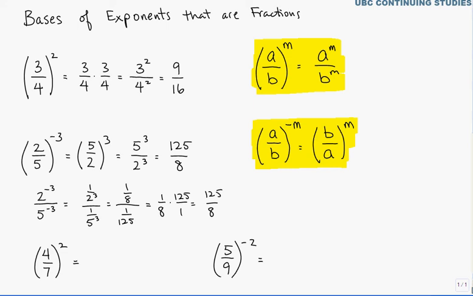So let's try that on a couple of examples down here. 4 over 7 squared. You can write that as 4 squared over 7 squared, and if you want to evaluate that, you can write that as 16 over 49. 5 over 9 to the power of negative 2. Let's take the reciprocal of 5 over 9, and write it as 9 over 5 squared. And this you can write as 9 squared over 5 squared. If you want to evaluate those numbers, you can write that as 81 over 25.